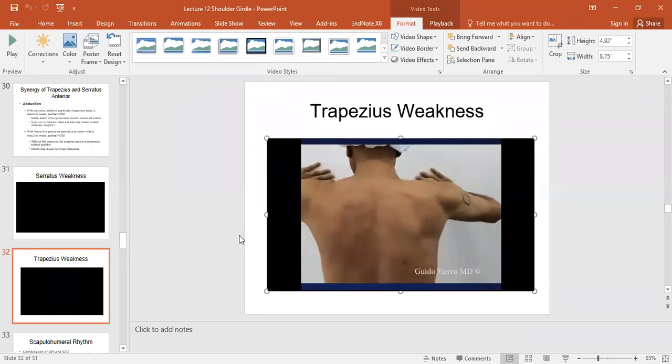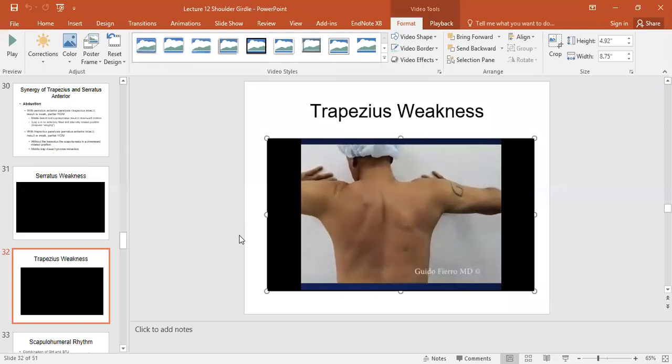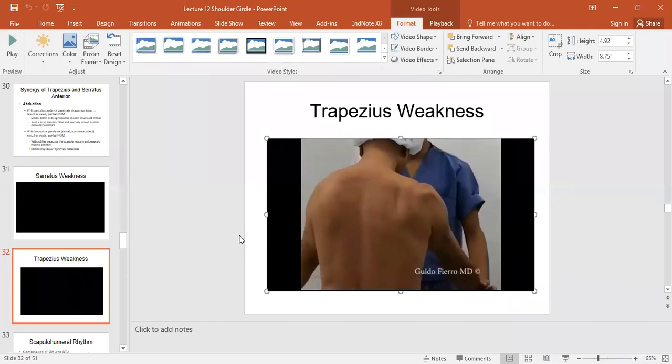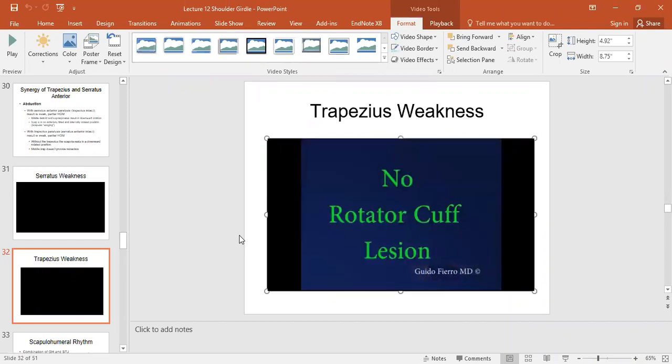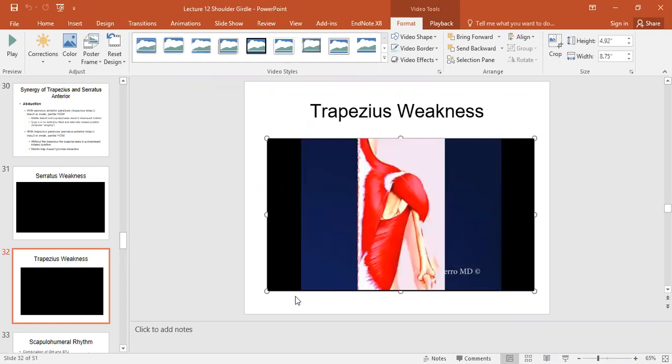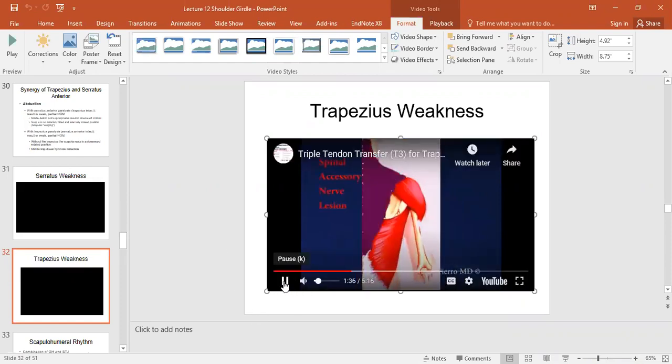We see how the scapula remains attached to the rib cage when doing maneuvers that test the serratus anterior muscle. There is no rotator cuff injury. We consider the patient has an accessory spinal nerve injury.